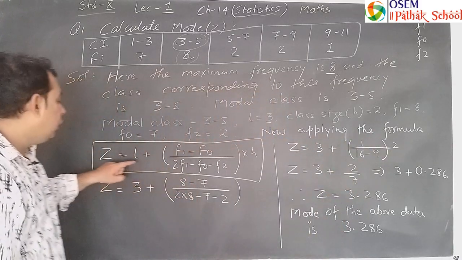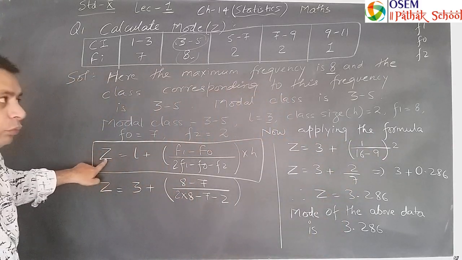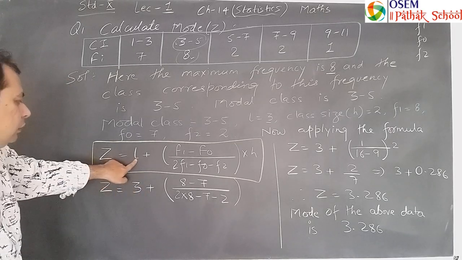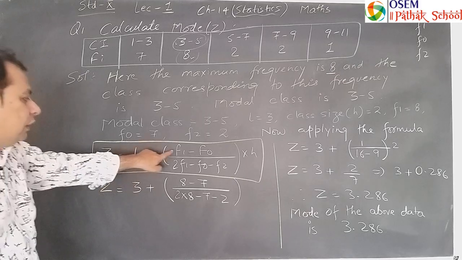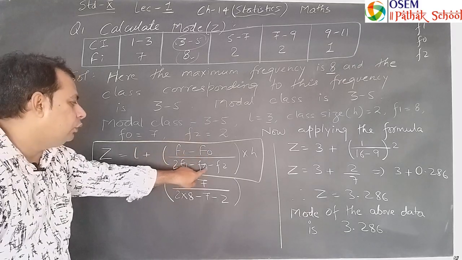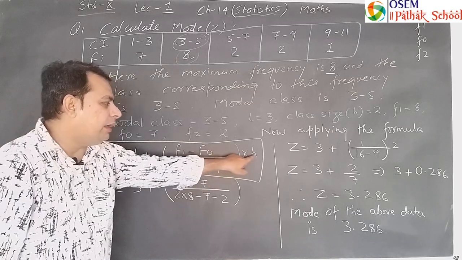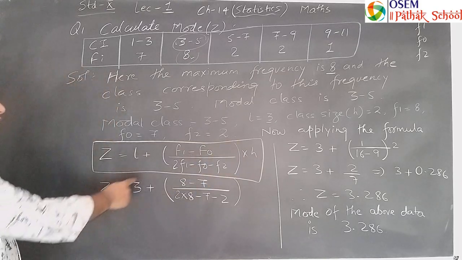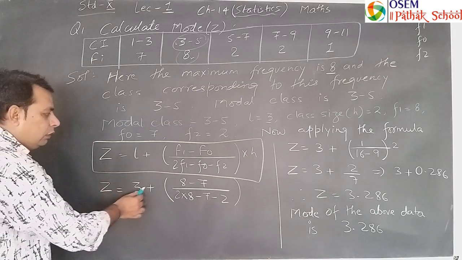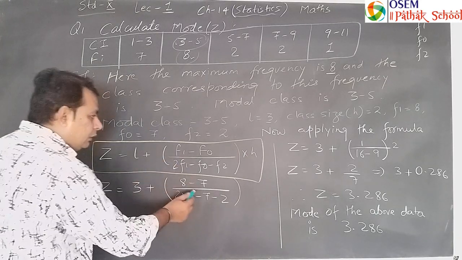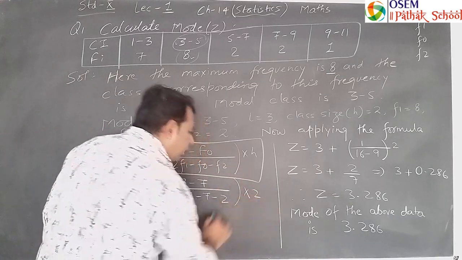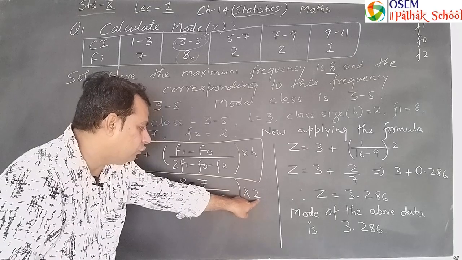Now see the formula. The formula of mode, Z, is Z equals L plus (F1 minus F0) divided by (2F1 minus F0 minus F2), multiplied by H. Now I am substituting the values. Z: L is 3, F1 is 8, F0 is 7, and the gap, H, is 2.